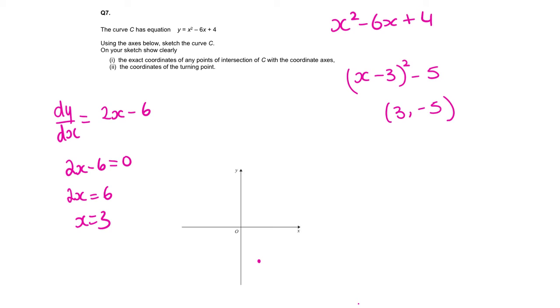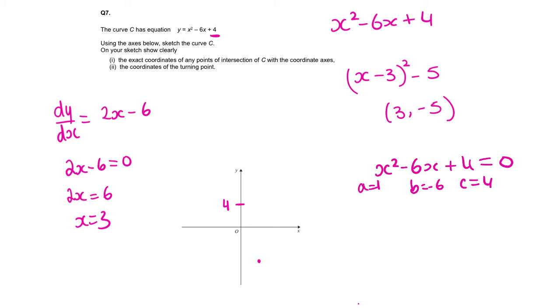I also know that I'm going to cross the y-axis at 4, because this is my y-intercept. Okay, now what I don't know is if the roots are going to be negative or positive. So I am going to use the quadratic formula to find my solutions for x. Okay, so x squared minus 6x plus 4 equals 0. So my a is 1, my b is negative 6, and my c is 4.